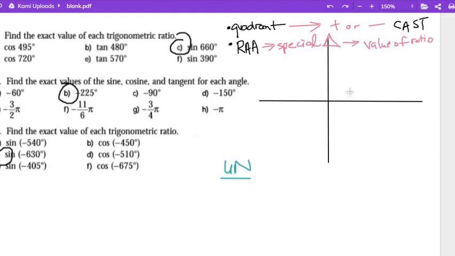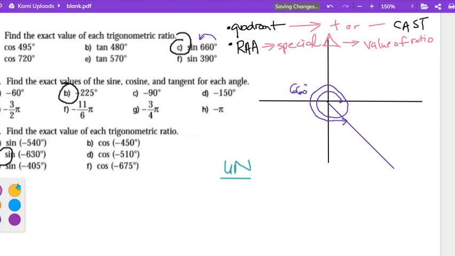So I count in 90s. If it's 660, it means I'm going counterclockwise. I start on the positive x-axis. I go 90, 180, 270, 360. Keep going. 450, 540, okay, 630, and then how much more? A little more, right? So this angle here, you could even show an arrow to show which direction you are rotating. This is 660 degrees.